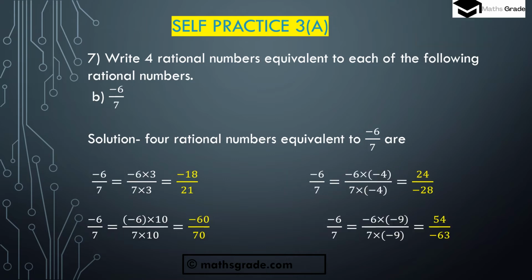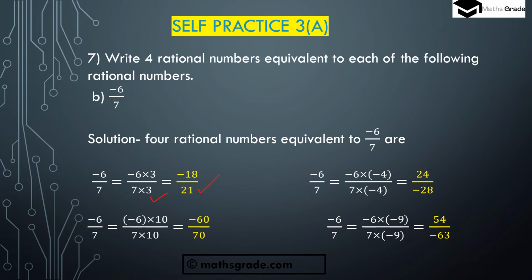Now we solve question number 7, part B. Minus 6 divided by 7. We have to find the 4 rational numbers equivalent to minus 6 divided by 7. If we multiply the number 3 with both numerator and denominator of minus 6 divided by 7, we get minus 6 multiplied with 3 is minus 18 and 7 multiplied with 3 is 21. So we get minus 18 divided by 21. Minus 18 divided by 21 is equivalent to the rational number minus 6 divided by 7.